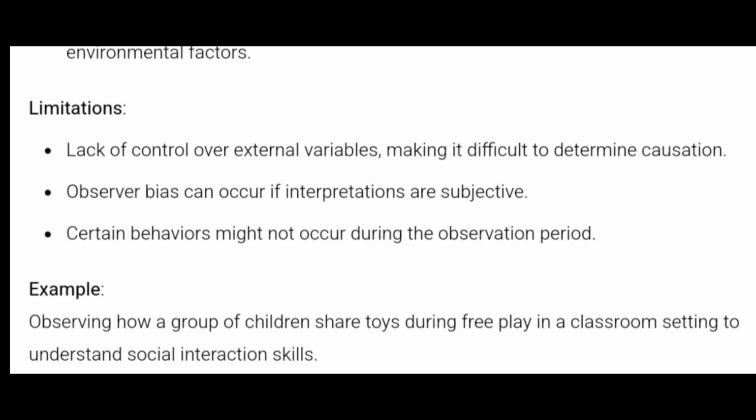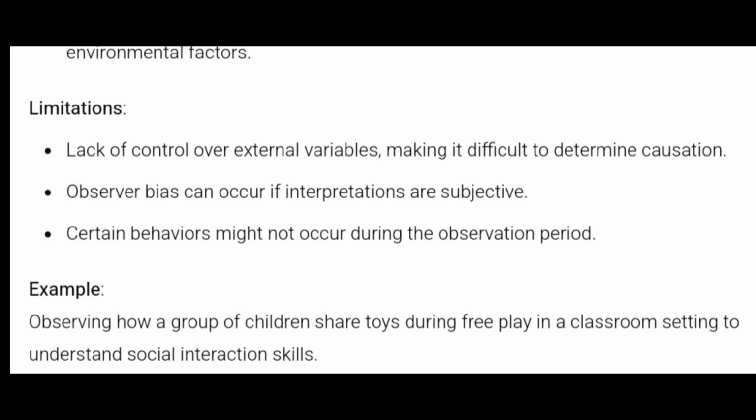Now, limitations: lack of control over external variables, making it difficult to determine causation. What are some of the problems or cons? Limitations means cons, the problems we can have through the naturalistic method. Number one is lack of control over external variables, making it difficult to determine causation. When you study the child in the natural setting, whatever the environment or ecology the child is exposed to is not under your control, right? It is natural, so it is not under your control.